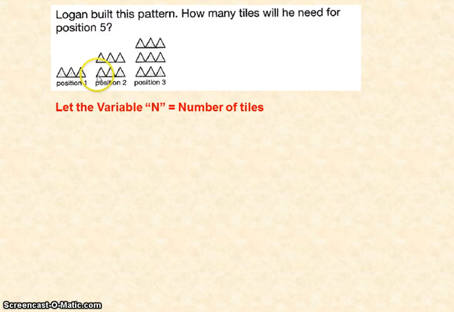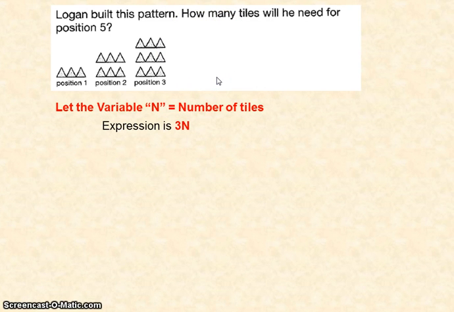For example, 3 times position 2 would give me 6. 3 times position 3 would give me 9. 3 times position 1 would give me 3. So I can come up with an expression here of 3n. And if there's no symbol in between these, this is assumed to be multiplication, so 3 multiplied by n. Just as a side note, when we have a number attached to a letter like this, the number is referred to as the coefficient.